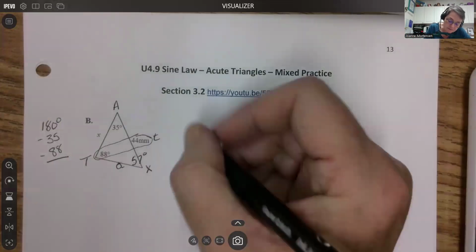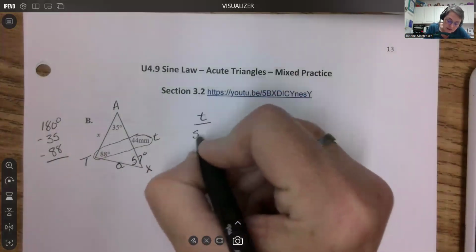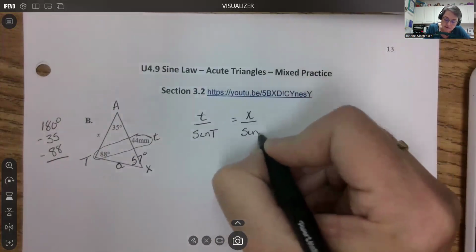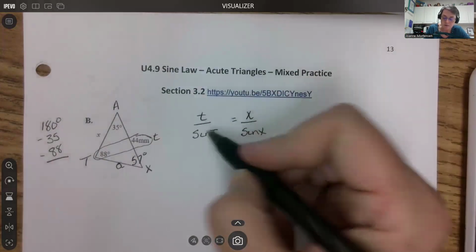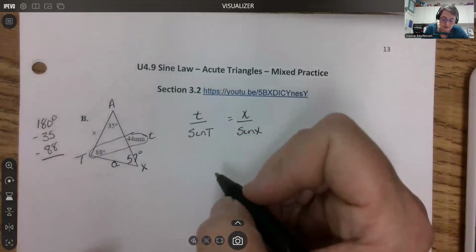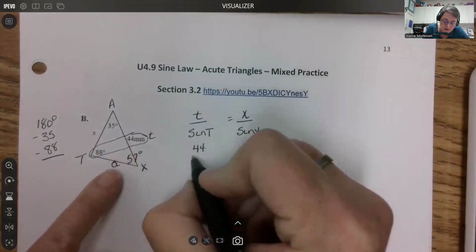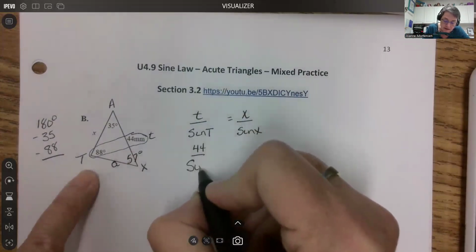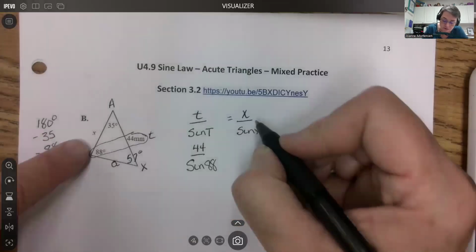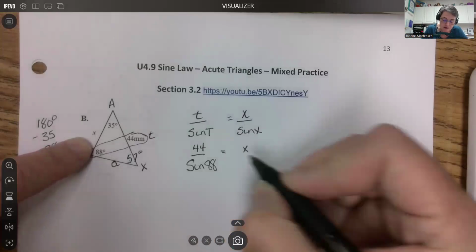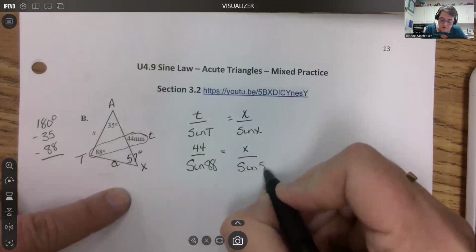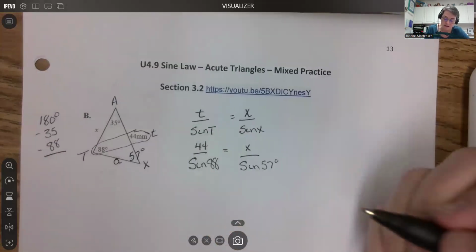Start with what we know. E over sine t is equal to x over sine x. This is the side I know both. This is the one I want. So I'm clearly looking for a side. Now, put in my numbers. 24 over sine 88 is equal to x, which I don't know, over sine 57 degrees. All right. Numbers are in.